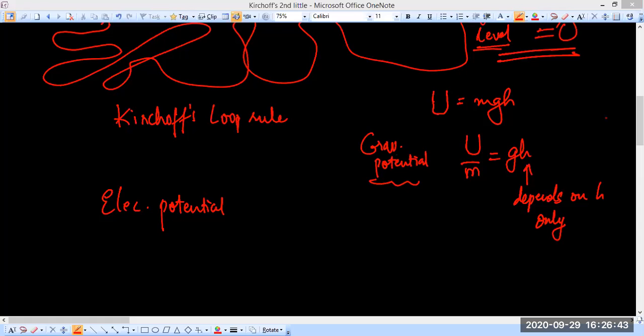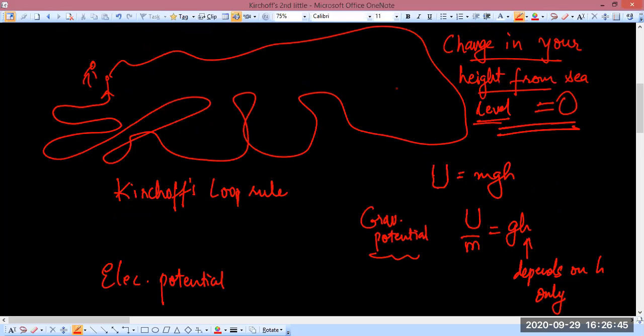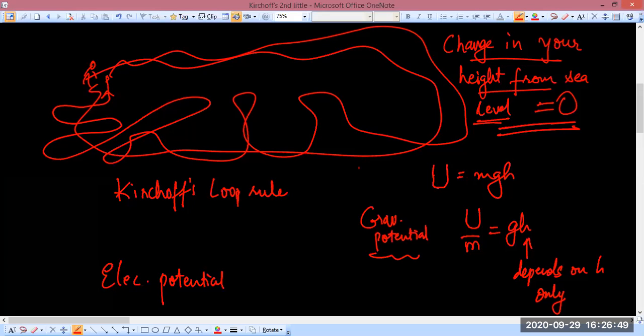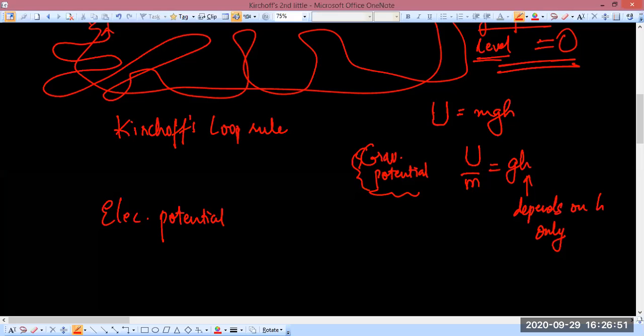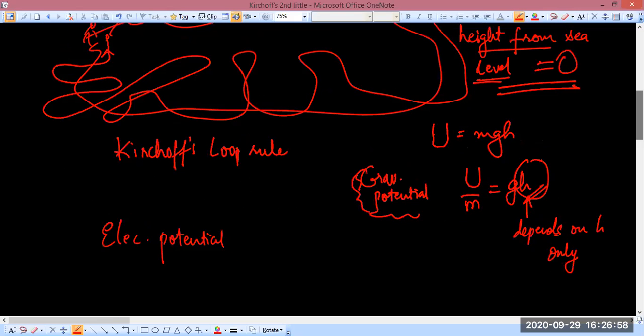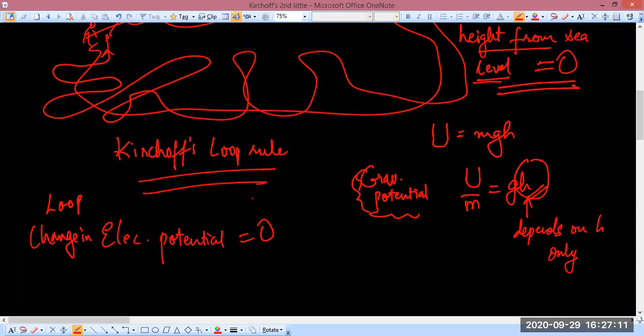Similarly, if you go around in a loop and come back to the same point, just like gravitational potential would be same because height is same, right? You said change in height is 0, so change in gravitational potential is also 0. So just like that, if we go around in a loop, the change in electrical potential is 0. This is nothing but Kirchhoff's loop rule.